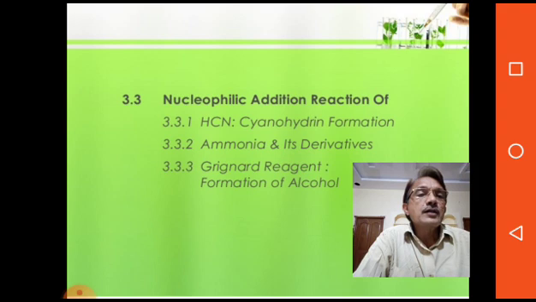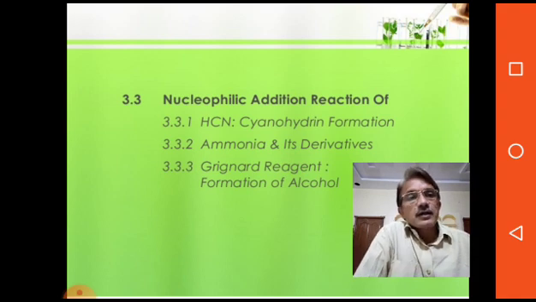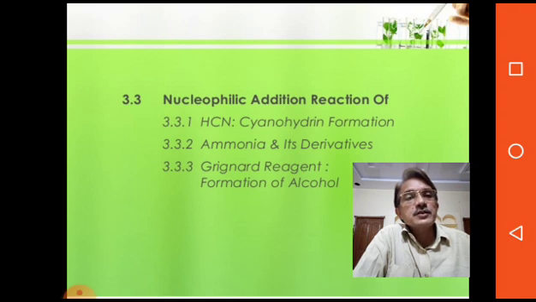That carbonyl group is a polar group. Due to the high electronegativity of the oxygen atom, it gets a partial negative charge, and due to the lower electronegativity of the carbon atom, it gets a partial positive charge. So carbonyl oxygen gets a partial negative charge and carbonyl carbon gets a partial positive charge. Therefore, the C=O group is a polar group.